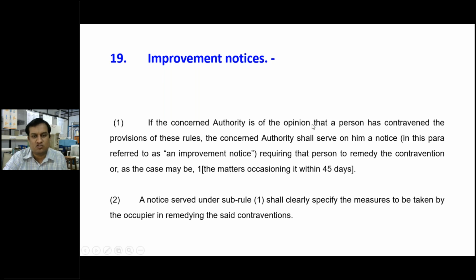If the concerned authority is of the opinion that a person has contravened the provisions of this rule, the concerned authority shall serve on him a notice requiring that person to remedy the contravention, and the notice served under this rule shall specify the measures to be taken by the occupier in remedying the said contraventions. So whatever precautionary measures and safety measures have to be taken while handling this industrial activity, which is mentioned in the definitions, all the activities should be carried out with safety practices and safety measures only.